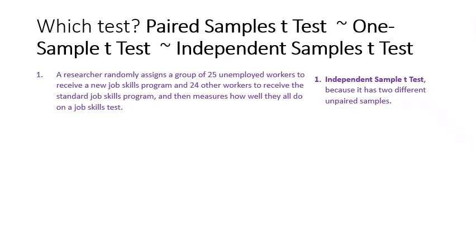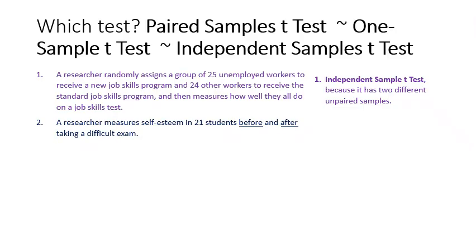they can't be paired. Number 2: a researcher measures self-esteem in 21 students before and after taking a difficult exam. You can't even see the data, but you do know that each student has 2 data points, so you're looking at a paired samples t-test.